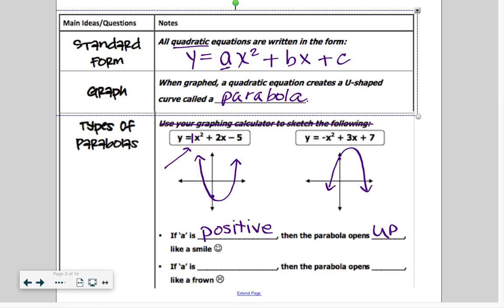And for the second equation, there's a -1 right here. This is our a. If a is negative, and it doesn't matter what number it is, but if it's a negative number, then the parabola is going to open down like a frown. Yes, down and frown rhyme. So knowing this is going to help us with our graphing, knowing which way it opens.